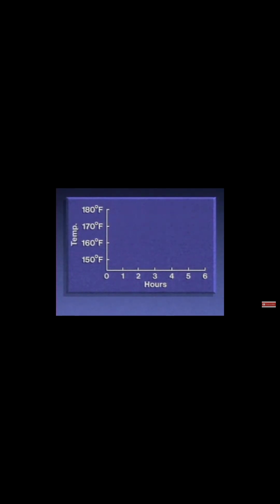Now, on the other hand, let's suppose that the normal temperature of a bearing is 160 degrees Fahrenheit, and over 5 or 6 hours of operation, it varies by a few degrees. Under these circumstances, you can be fairly certain that the bearing is operating normally.